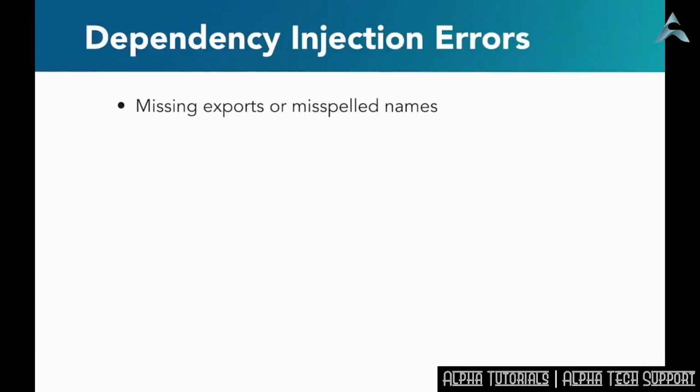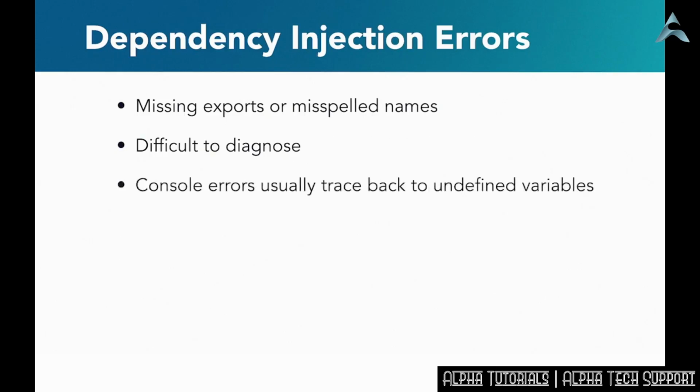Dependency injection errors are usually related to unexported modules or import statement typos. These issues can be difficult to catch because Angular emits errors to the browser console on execution and not on the import or export of a file. Angular's error messages can also be mysterious and usually trace back to an undefined variable in one of your files.